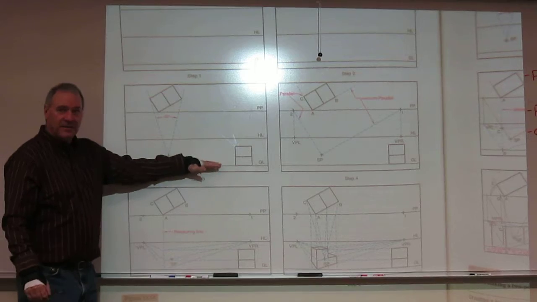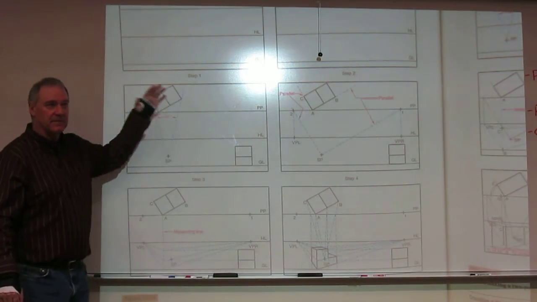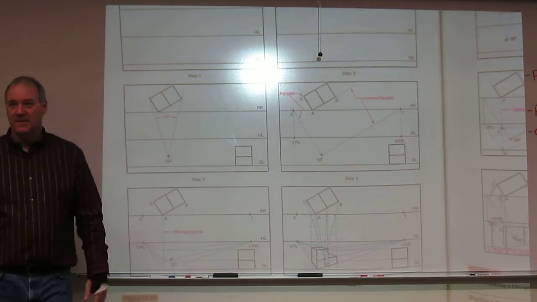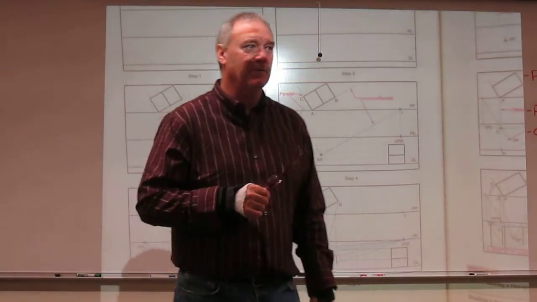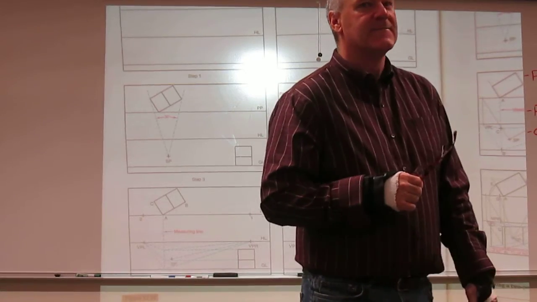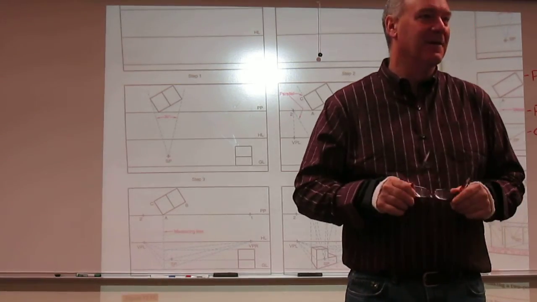Okay, ground line, horizon line, picture plane. Is it a worm's eye view? Is it a human's eye view, ground line view, or bird's eye view? Can be human. Human. Well, we don't know the distance. Yeah. Yeah.